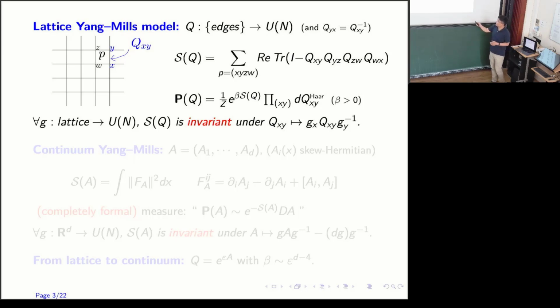Now we can make it random. The probability of getting this field is proportional to e to the S, where beta is the inverse temperature. Here dQ is the Haar measure, basically the analog of the Lebesgue measure on the Lie group.